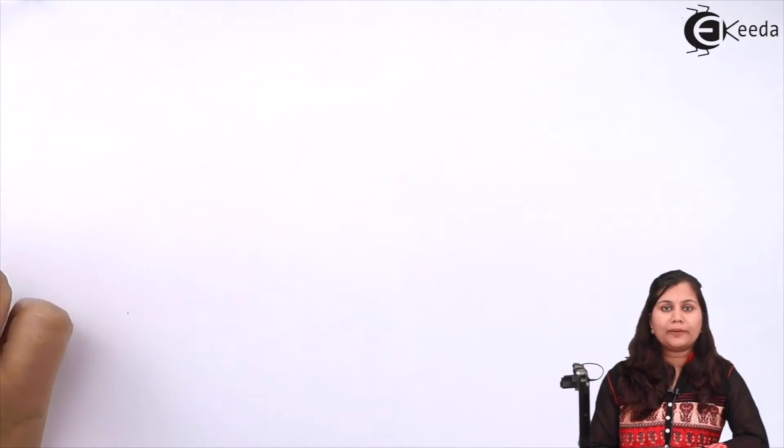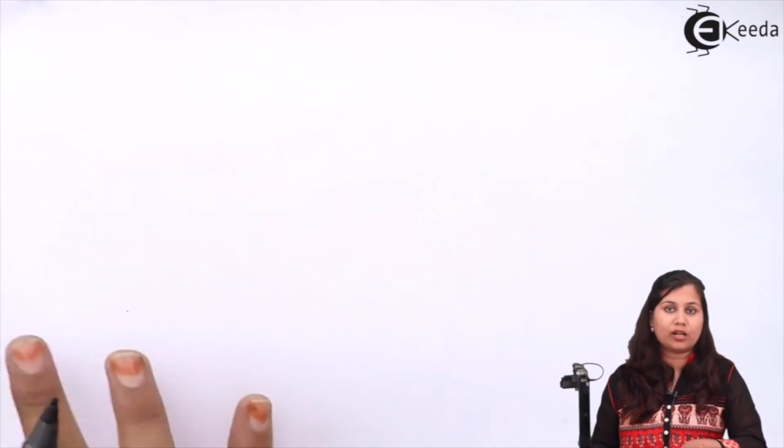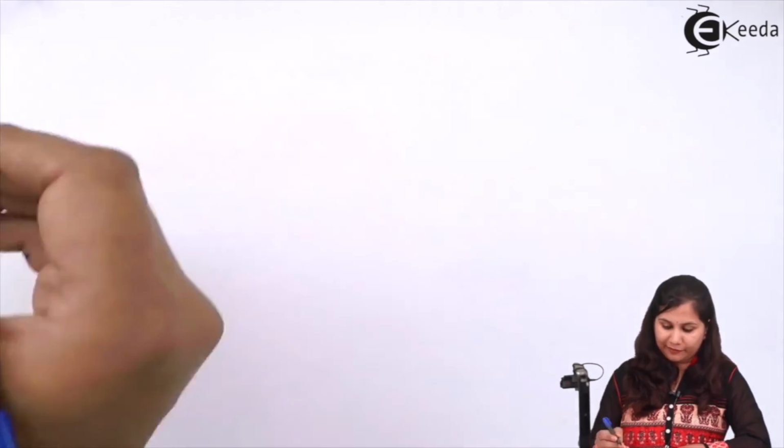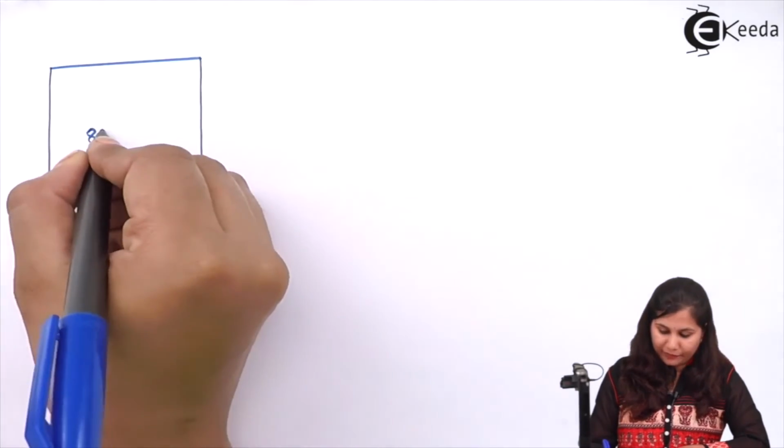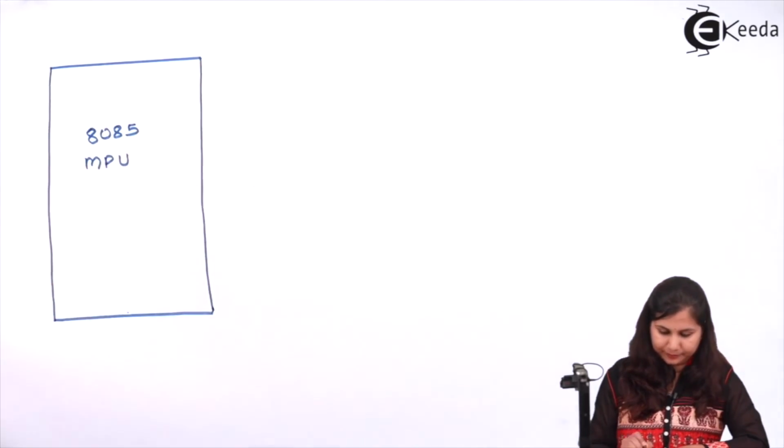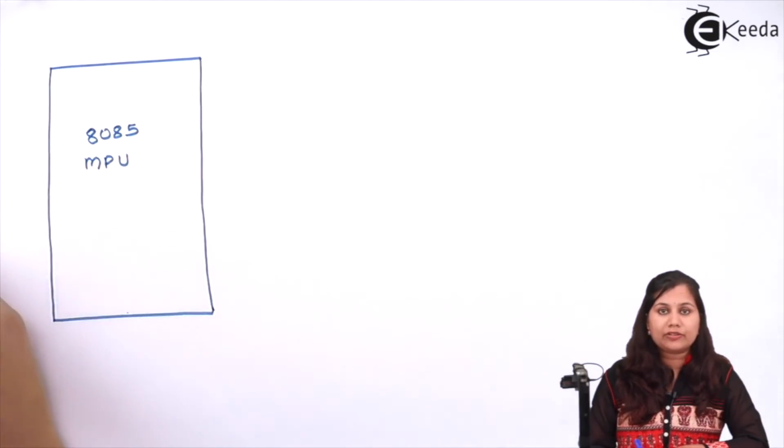These 4 operations, memory read, memory write, input output read and input output write, are performed by the 8085 using the 3 buses: address bus, control bus and the data bus. So the bus structure of the 8085 is like this. This is the 8085 microprocessor. Then we have the address bus. Address bus is unidirectional.